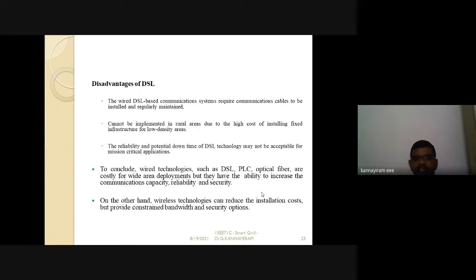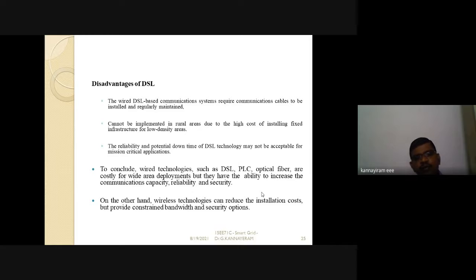Finally, wired technologies such as DSL, digital subscriber line, power line communication, and optical fiber are costly for wide area deployment, but they have the ability to increase the communication capacity, reliability, and also security. On the other hand, wireless technology can reduce the installation cost. It can provide constrained bandwidth and also security options.